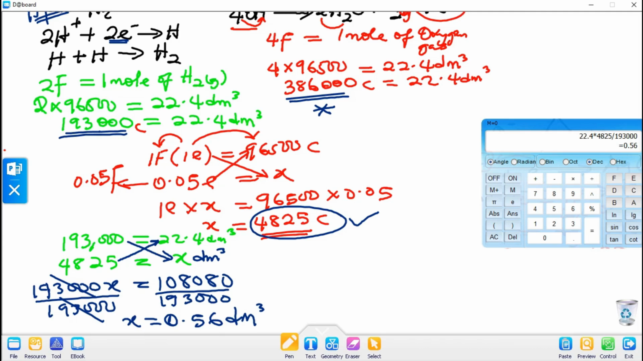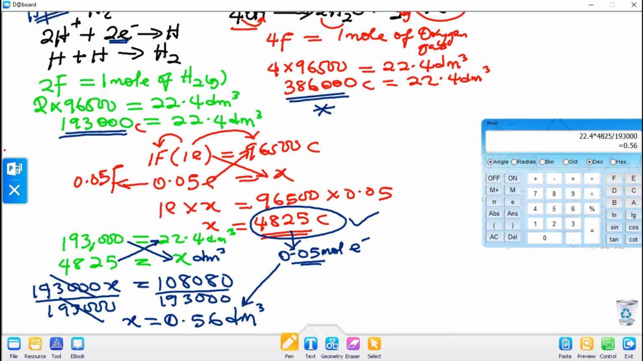4,825 coulombs of electricity, or you may wish to call it 0.05 moles of electron, is the value of hydrogen that will be produced by that value of electron. 0.56 dm cube of hydrogen will be produced, because from the normal equation 193,000 coulombs of electricity will give us 1 mole of hydrogen, and 1 mole of hydrogen from our stoichiometry knowledge is 22.4 dm cube. So what 4,825 coulombs of electricity will give us is 0.56 dm cube. That is for hydrogen. Now let's proceed to oxygen.